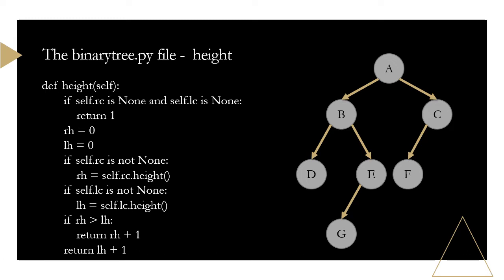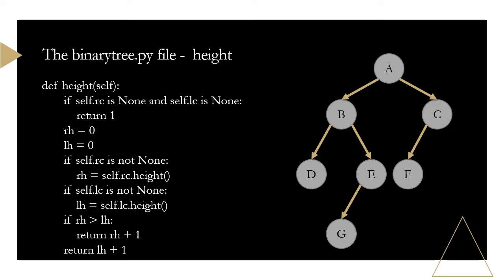Now we have got two values, one from the right child, one from the left child. If the right child's height is greater than the left child's height, then we return the height of the right child plus 1. Otherwise, we return the height of the left child plus 1. Why are we adding plus 1? Because this is the height of the nodes below our node and now we are adding our node to it.